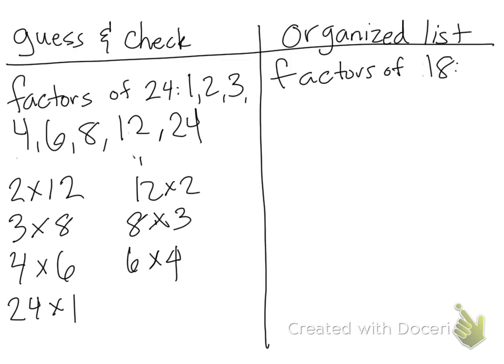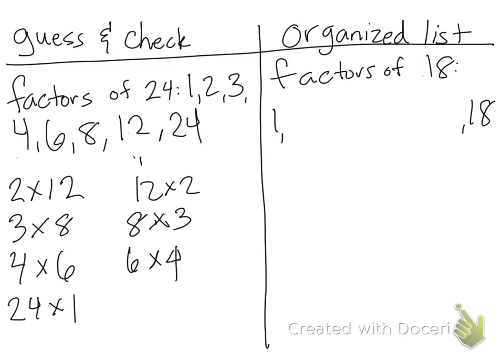Now I'll show you how to find the factors of a number by making an organized list. Making an organized list is faster and more accurate than using the guess and check method. So let's find the factors of 18. Now I know the smallest possible factor of 18 is 1 because 1 is a factor of all numbers. And I know that 1 times 18 equals 18. So I'm going to write the number 1 and 18.